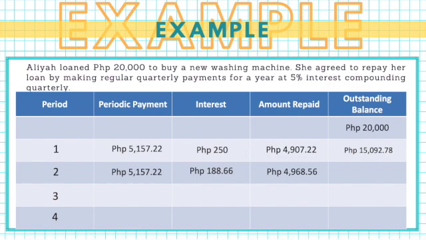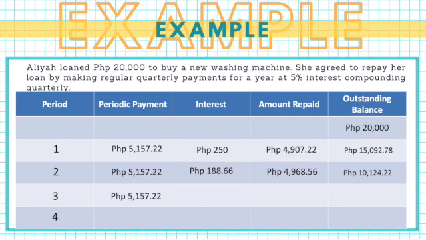To get the outstanding balance, we take the previous balance, 15,092 pesos and 78 centavos, and subtract the amount repaid for the second period, which is 4,968 pesos and 56 centavos, which means that the outstanding balance for the second period is 10,124 pesos and 22 centavos.